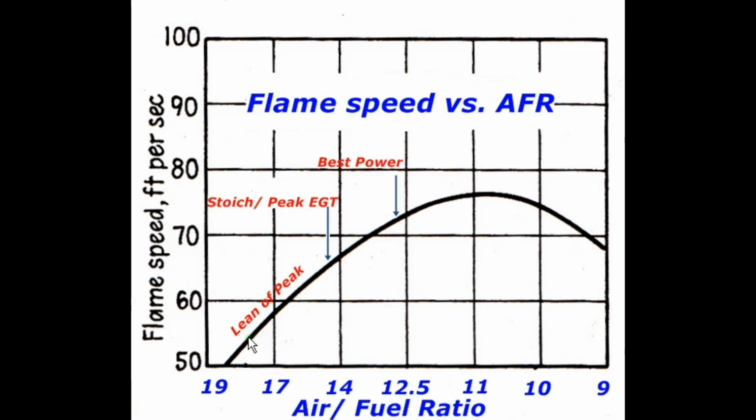So as we learned in the previous chart there, lowest brake specific fuel consumption is around an air fuel ratio of around 18 to 1. So you can see the flame speed drops from about 75 to about 55 as we go from, say, 13 to 1 or so air fuel ratio to about 18. And this is one of the reasons we want to light off the mixture earlier, and to do that we advance the ignition timing somewhat when we're lean of peak.